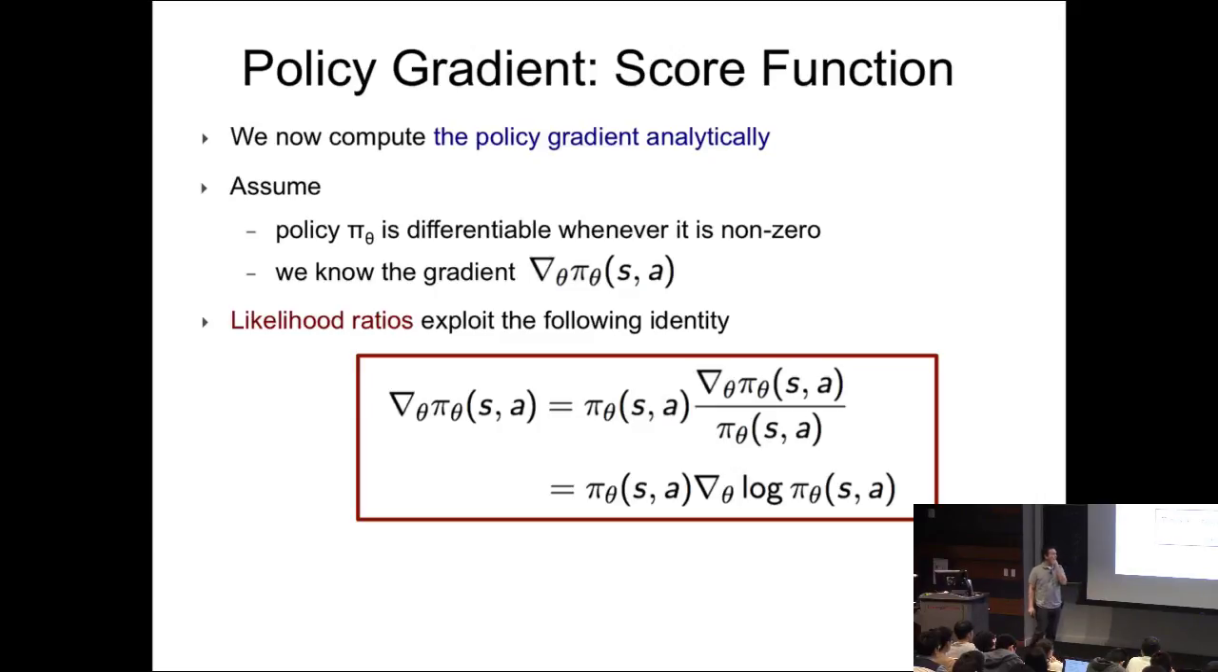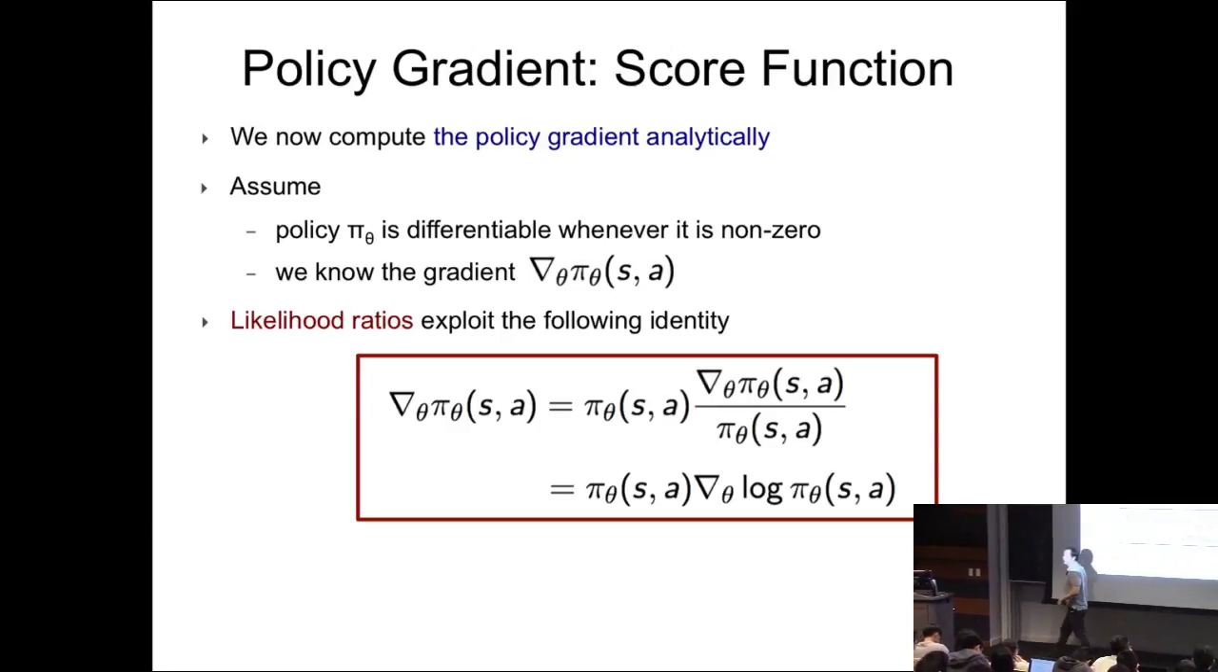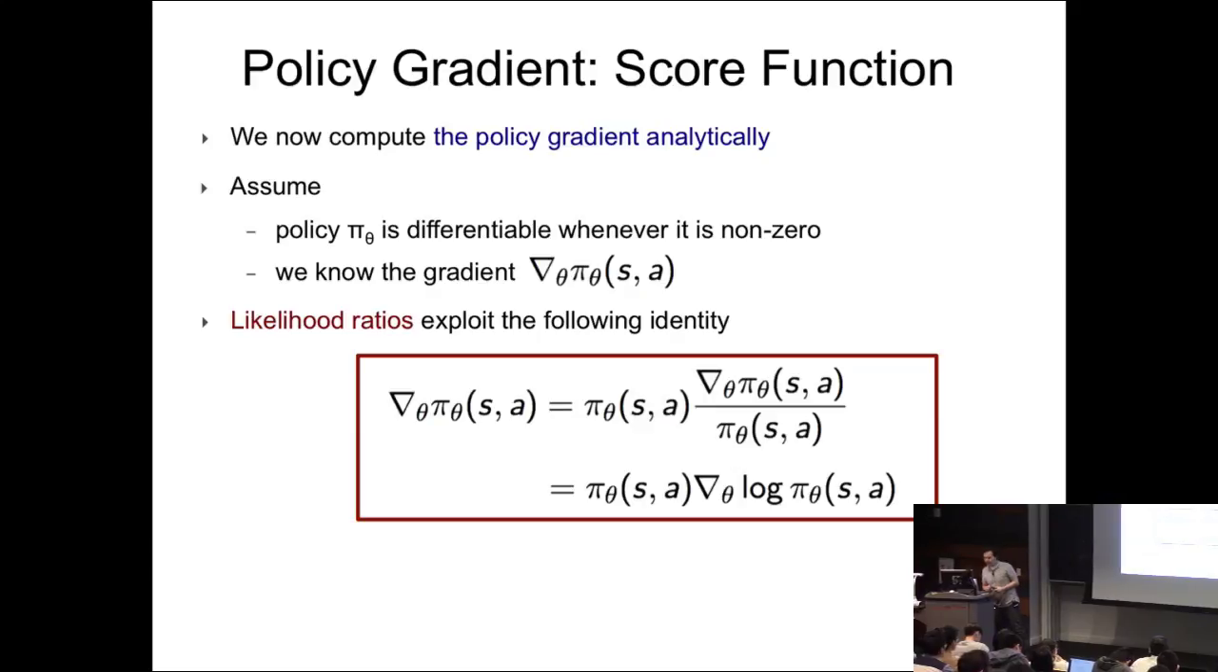And then I can rewrite it this way, because this is just the definition of the gradient of the log of pi. So if I take the derivative with respect to the policy, I can write it as the policy times the gradient of the log of the probability, the log of the policy. And again, policies are always probabilities in this case. It's the probability of the action given the state. And this is sometimes known as the score function.